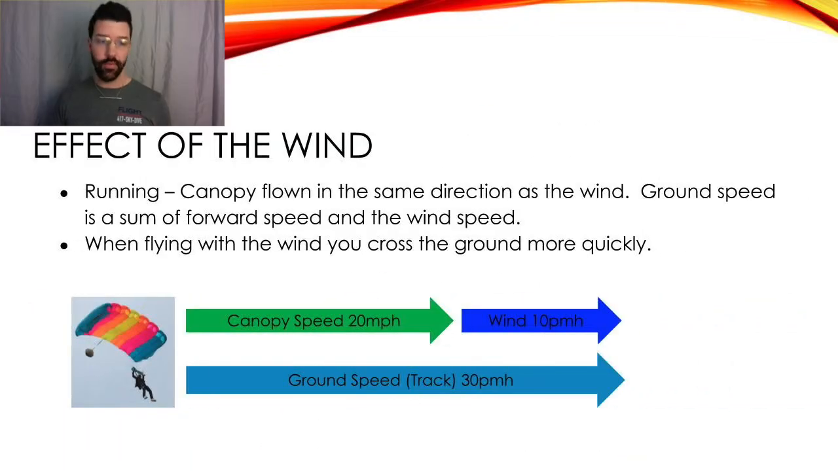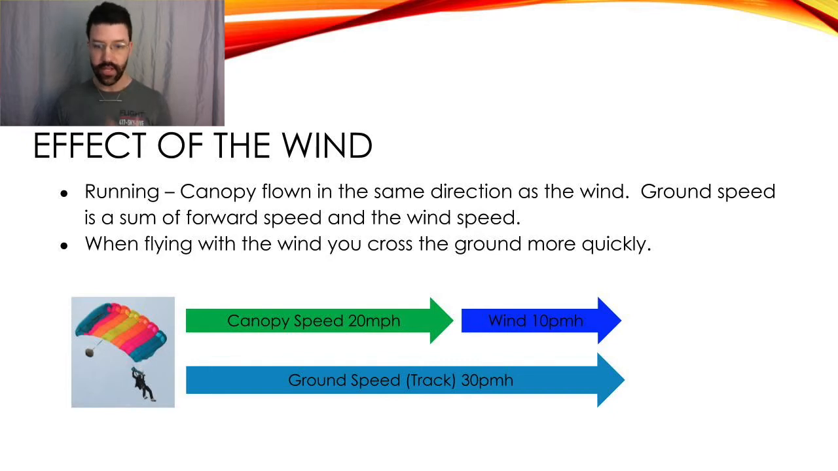After your parachute opens, you'll need to fly and control that canopy back to the landing area. There are certain things that can make that a little bit more challenging, and one of those is the wind. When the parachute is traveling with the wind, or going in the same direction as the wind, it's called running downwind.